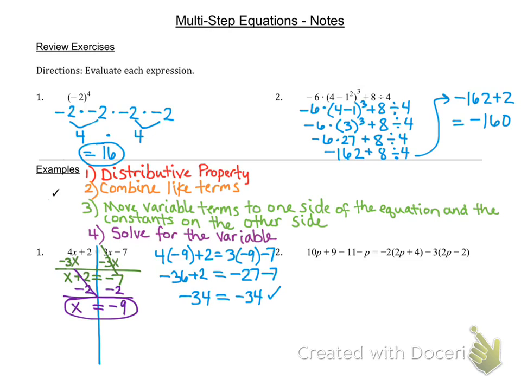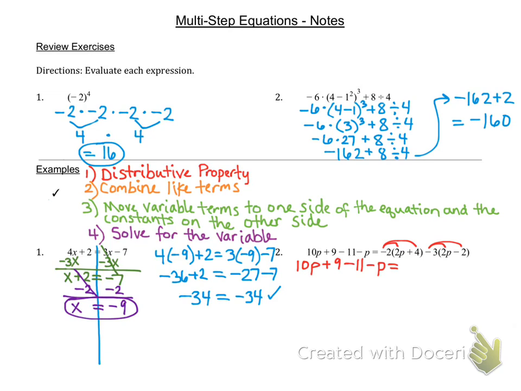Let's try number 2 now. Now number 2 is this huge, long, big equation. So let's just take it step by step. First step is distributive property. So I'm going to distribute the negative 2, and I'm going to distribute the negative 3. First, I'm going to rewrite everything else. 10p plus 9 minus 11 minus p is equal to, now let's start distributing.